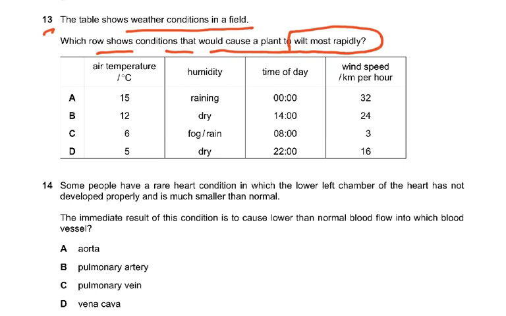Water vapors diffuse out of the leaf because of a diffusion gradient. If there are more water vapors outside and more water vapors inside the leaf, then there's going to be no diffusion of water vapors. So the answer to question 13 is B. Why? Because air temperature was high, humidity was dry, it was 1400 hours, meaning 2 o'clock in the afternoon, and the wind speed was high. So you see, this was wrong. This was midnight. 8 was in the morning, it's not very hot. And 2200 hours means 11 o'clock at night.